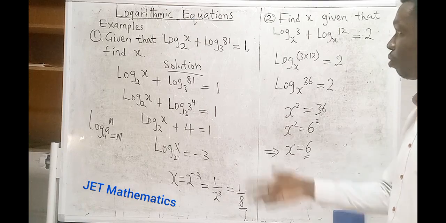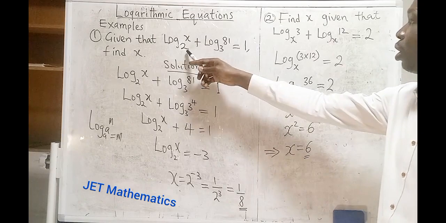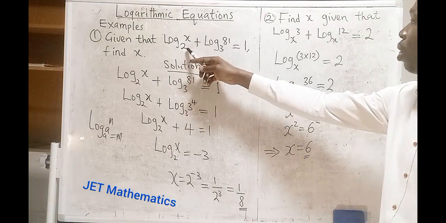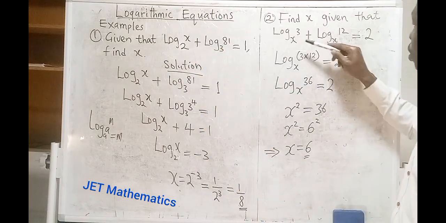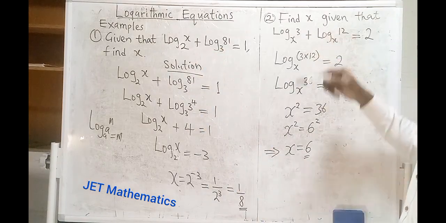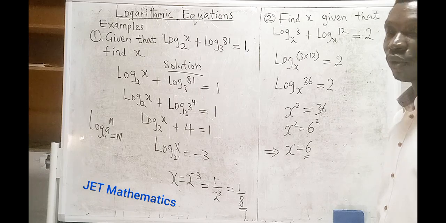So take note, don't forget, the logarithm and the base are all greater than 0, or some of them may be equal to 0. This cannot be 0, this cannot be negative. The base cannot be negative, this cannot be negative as well. Just bear that in the back of your mind.